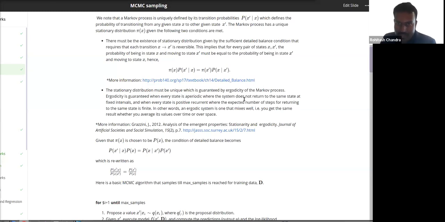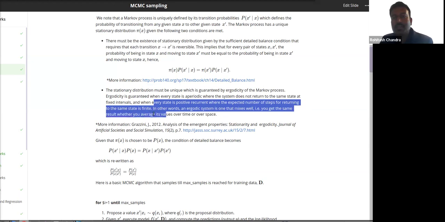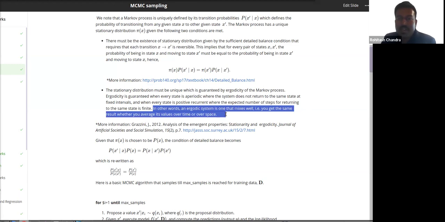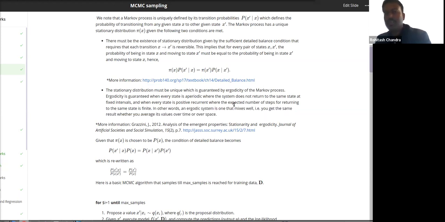That basically means when the system does not return to the same state at fixed intervals, and where every state is positive recurrent, meaning the expected number of steps for returning to the same state is finite. So in simple terms, an ergodic system is one that mixes well. Mixes well meaning we are looking at the history of all the accepted values of the weights and biases.